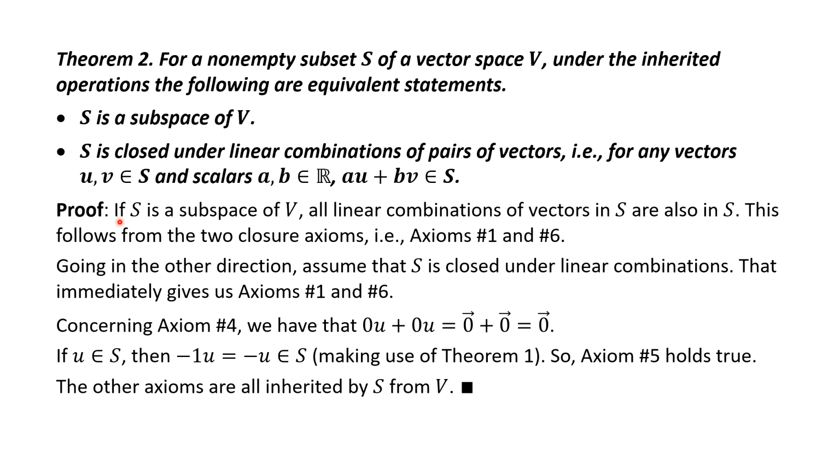If S is a subspace of V, all linear combinations of vectors in S are also in S. This follows from the two closure axioms. That was the first and sixth axioms in the list. So that's easier going in this direction, but going the other direction, and this is really what we want to make use of: assume S is closed under linear combinations.